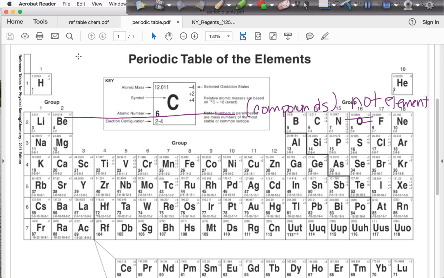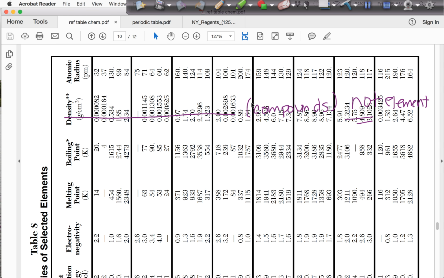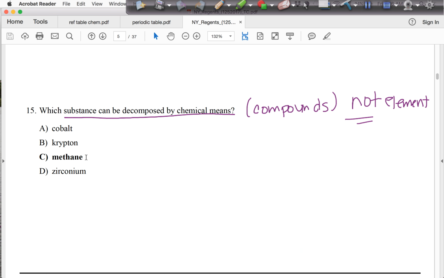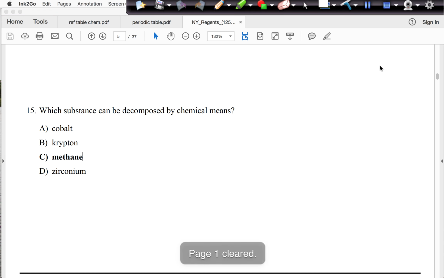But if you're not sure what those names are, you can look at table S actually, because you can look for cobalt, krypton, methane, zirconium on here, and here's chromium, here's cobalt, and here is zirconium. So those three are elements. If those three are elements, by process of elimination, methane is going to be your compound. Compounds can be decomposed by chemical means. Elements cannot be decomposed by chemical means.